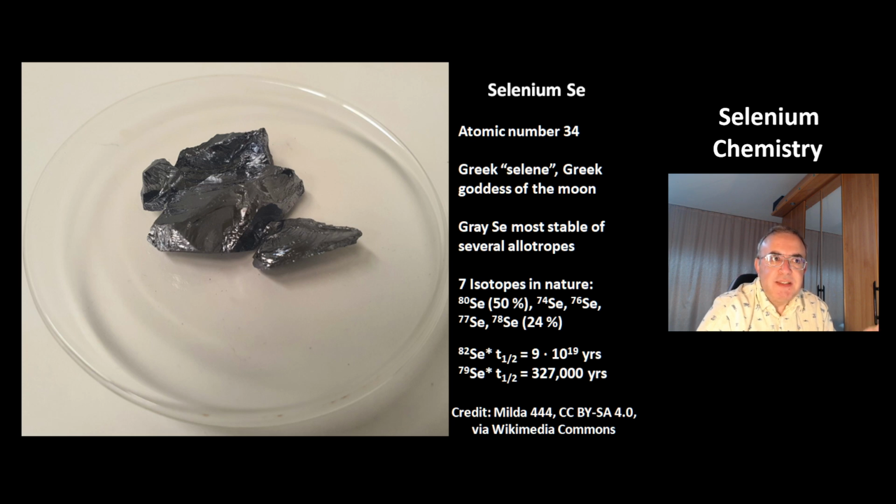Gray selenium is the most stable of several allotropes. Allotropes are different forms of the same chemical element. In nature, there are 7 isotopes of selenium. The most common is the selenium isotope 80. Second is selenium 78. And 2 of the isotopes are radioactive. Selenium 82 has a half-life of 9 times 10 to the 19 years. And selenium 79 has a half-life of 327,000 years.